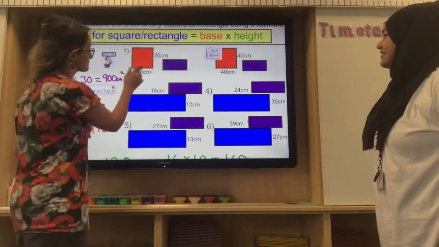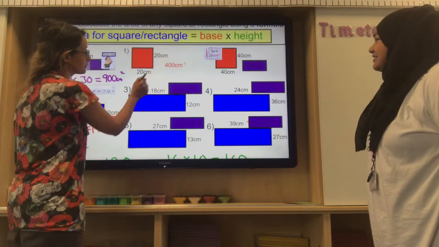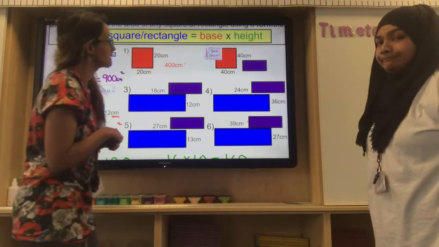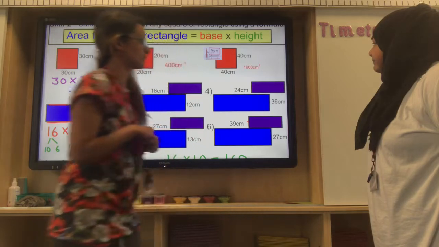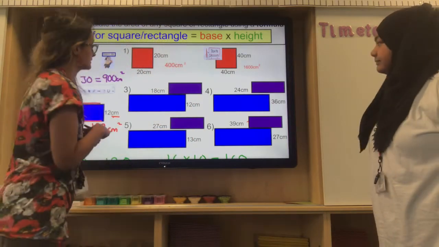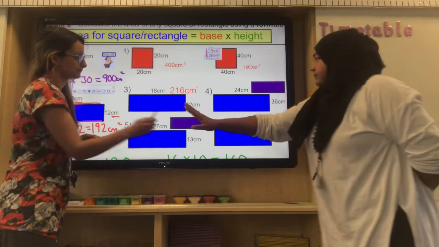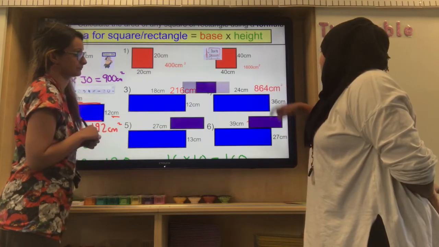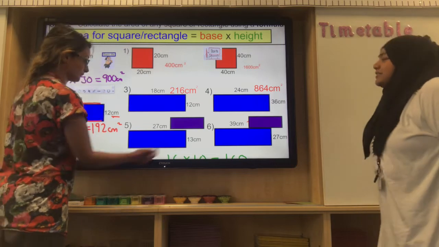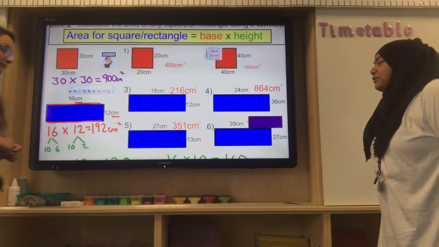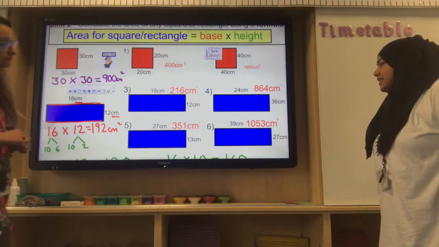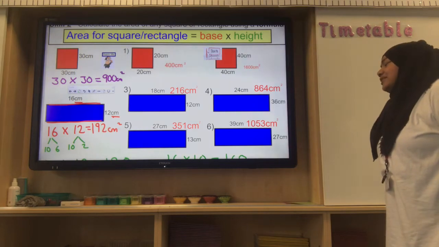So 20 by 20, the area of the square for number 1, your answer would be 400 centimetres squared. Number 2, your answer would be 1,600 centimetres squared. Number 3, your answer would be 216 centimetres squared. Number 4 would be 864 centimetres squared. Number 5 would be 351 centimetres squared, and number 6 will be 1,053 centimetres squared.